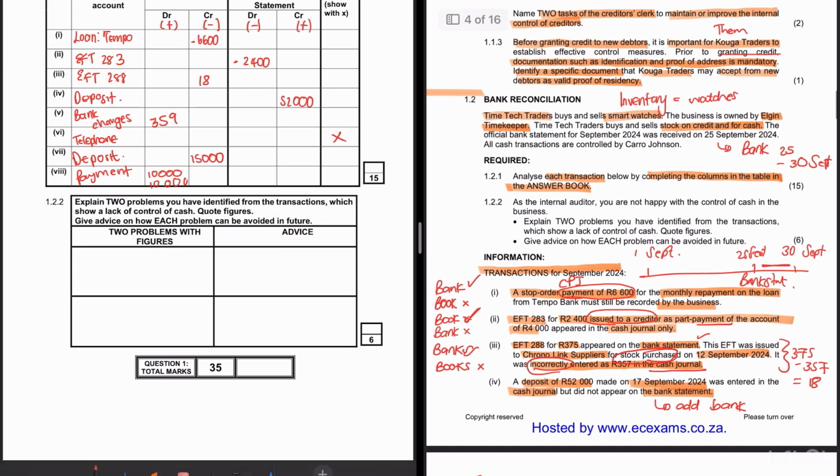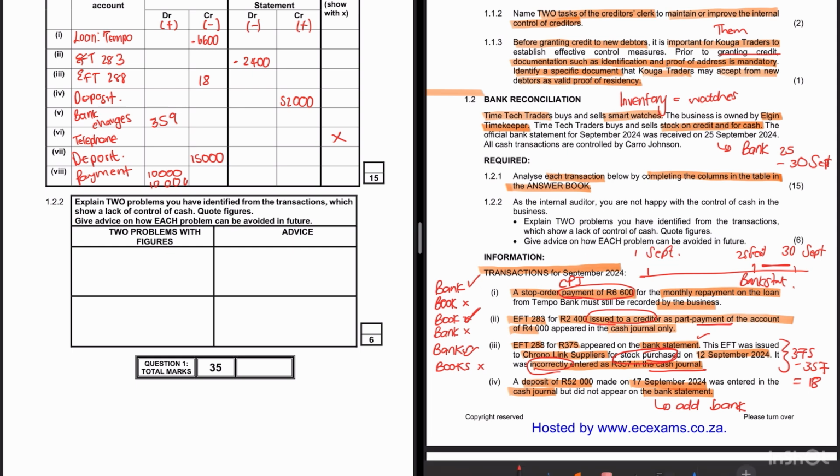So number 1.2.2. As an internal auditor, you are not happy with the control of cash in the business. Explain 2 problems that you have identified from the transactions which show a lack of control, quote figures, and advise on how these problems can be avoided in the future.